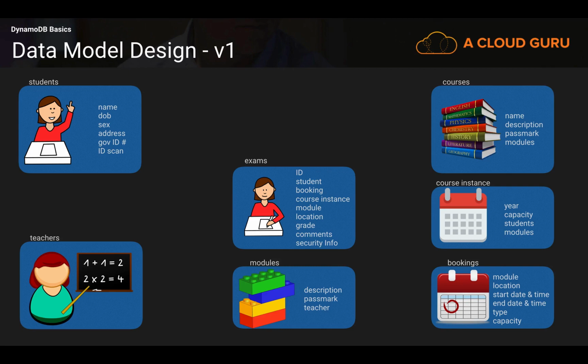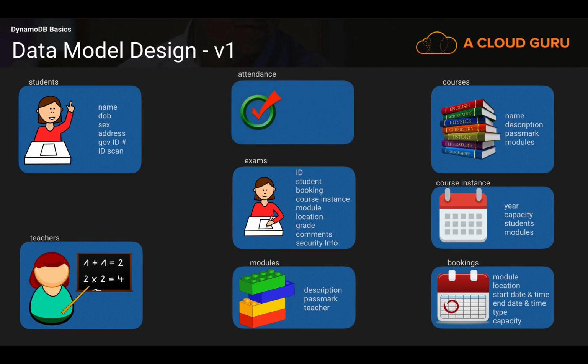We also want the location of the student sitting the exam. We want to be able to store the grade that they achieve, together with any comments. And finally, security information such as entry and exit scans. And this might be a facial ID scan, a digital copy of the exam paper, and potentially any extra information suggesting if the exam result is questionable or voided.